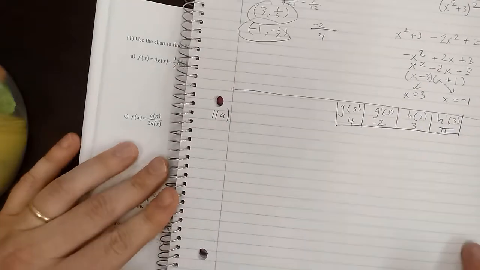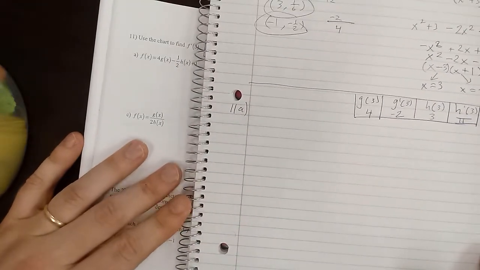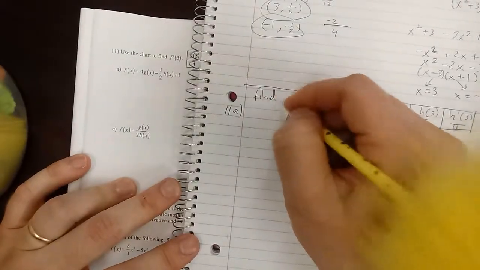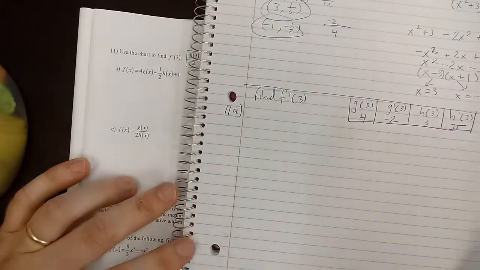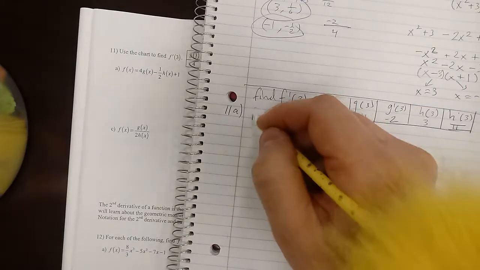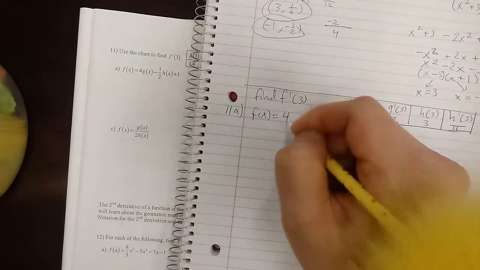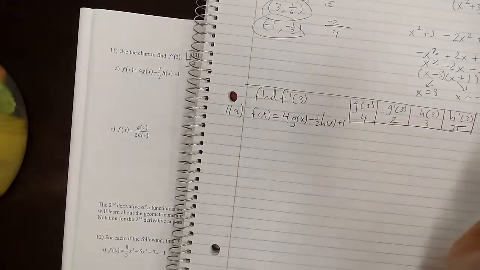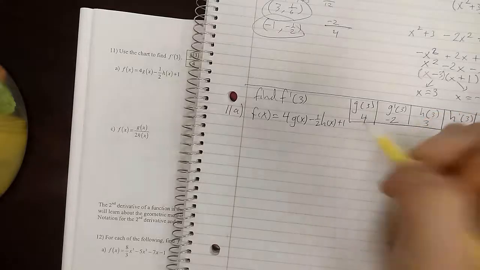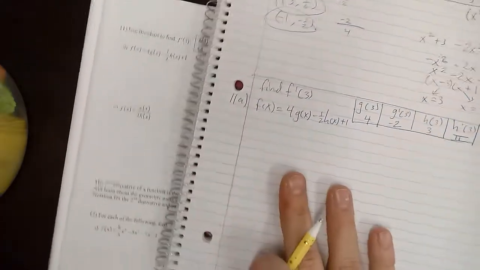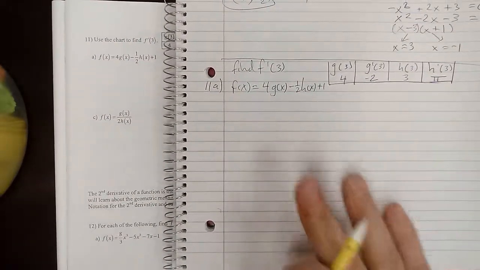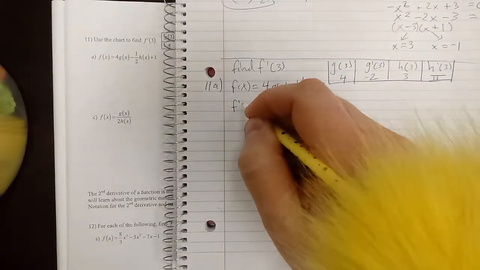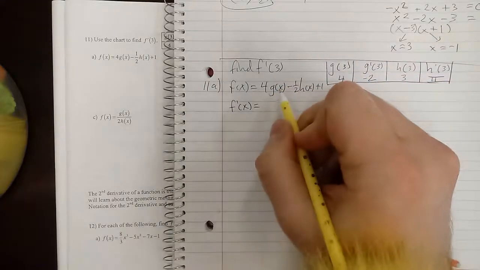So, all right, I'm going to do 11a. And 11a says we want to find f prime of 3. These all are asking for f prime of 3. So it says f of x is equal to 4g of x minus 1/2 h of x plus 1. So the derivative here is actually very easy. And I'm not patronizing people, I'm not talking down to you if it's hard. It's not hard. F prime is literally equal to, well, it says 4g of x.